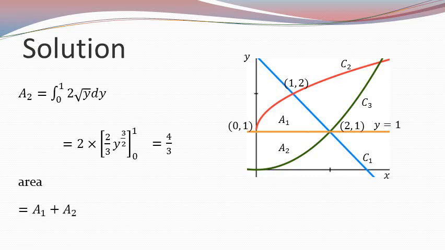Therefore the total area would be equal to A1 plus A2, which is this, and that simplifies to 15 by 6, which is 5 by 2. So the correct answer is option 3.